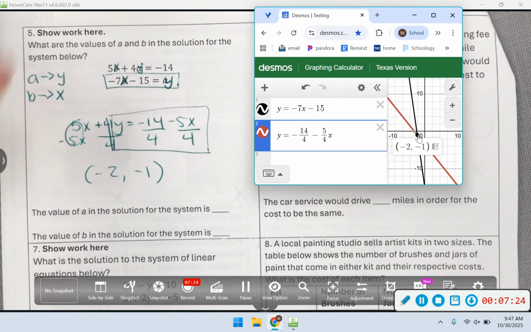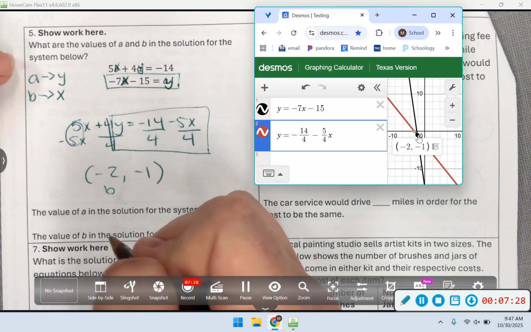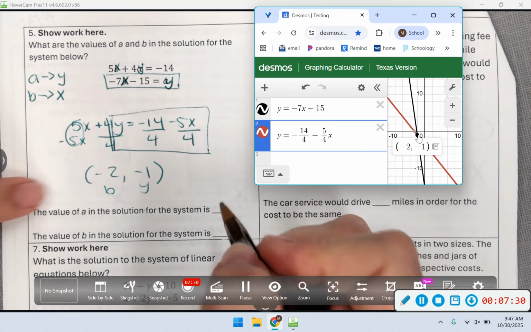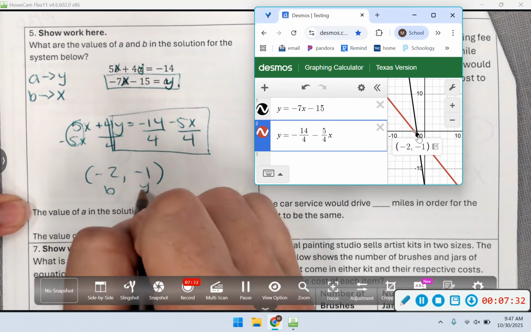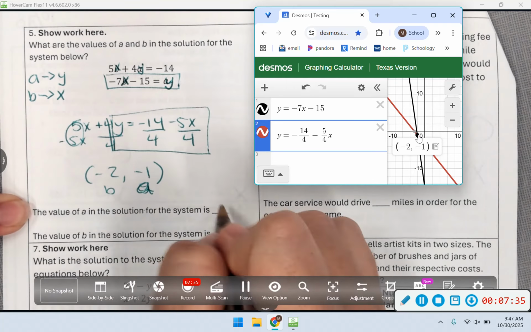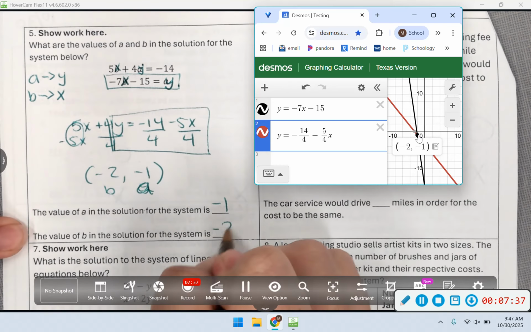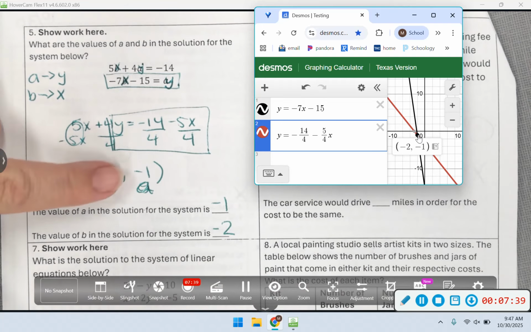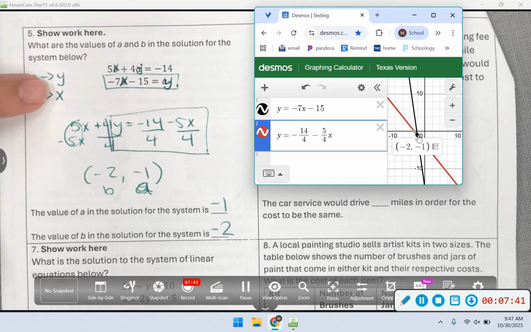Now this is where it was important to write this down. X is my b, and a is my y. So this says, what is a? Oh, a, it's my y, sorry. So a is negative 1, and b is negative 2. Don't do all that work to get this right and then flip-flop your answers.